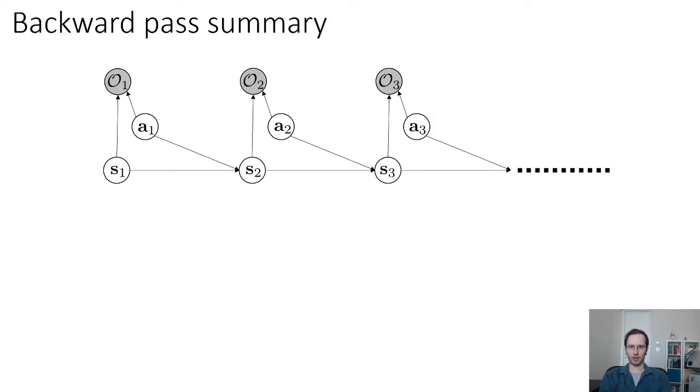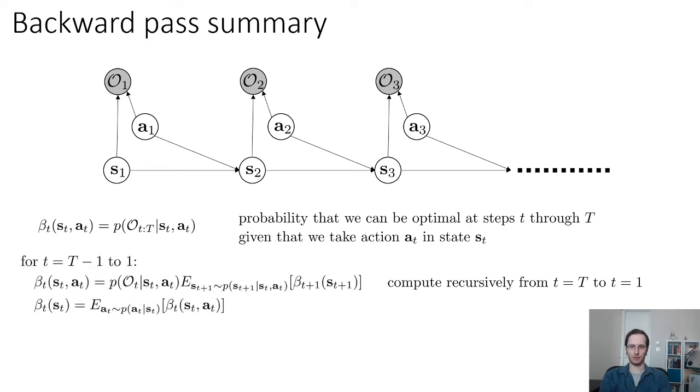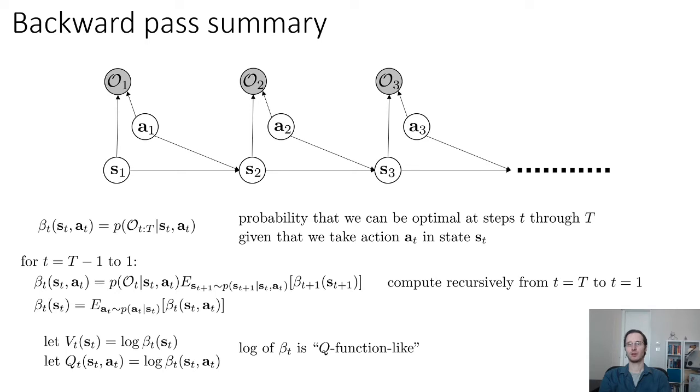All right, so just to summarize the backward pass, we have these backward messages, beta t of s_t, which are equal to the probability of O_t through O_T given s_t. That's the probability that we can be optimal at steps t through T, given that we take action a_t in state s_t. And we can calculate this via recursion by repeating these two steps: computing the state-action backward message as the expected value of the next state message times P of O_t given s_t, a_t, and computing the state backward message as the expected value of the state-action backward message under the action distribution, which is uniform. So the log of beta t is kind of a Q function-like object. And we can make this more apparent by setting V_t to be log of beta t of s_t and Q_t to be log of beta t of s_t, a_t.